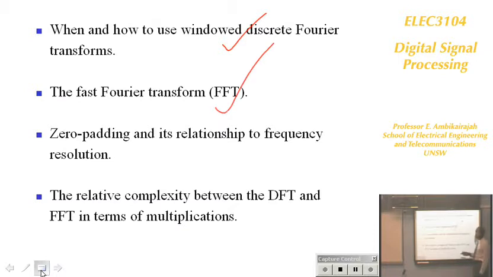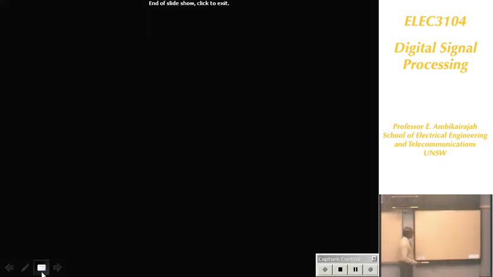Fast Fourier transform. The algorithm you haven't learned there, but the property. What is zero padding? And what's the relationship between the frequency resolution? What's the complexity between DFT and FFT? You don't need to derive the table, but you need to have some idea. Basically, that's the end of the chapter.